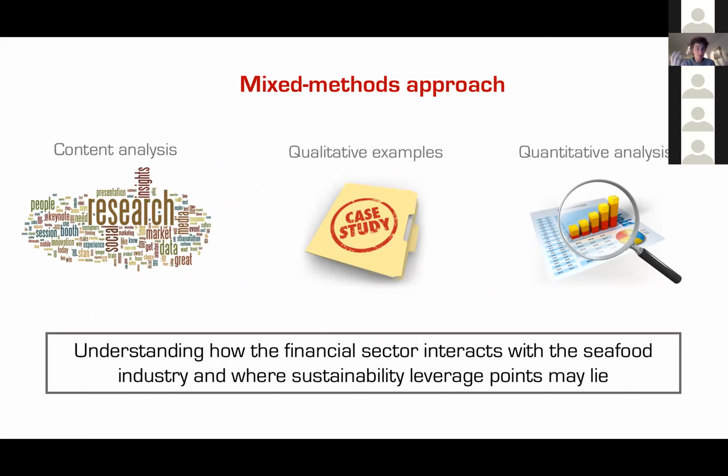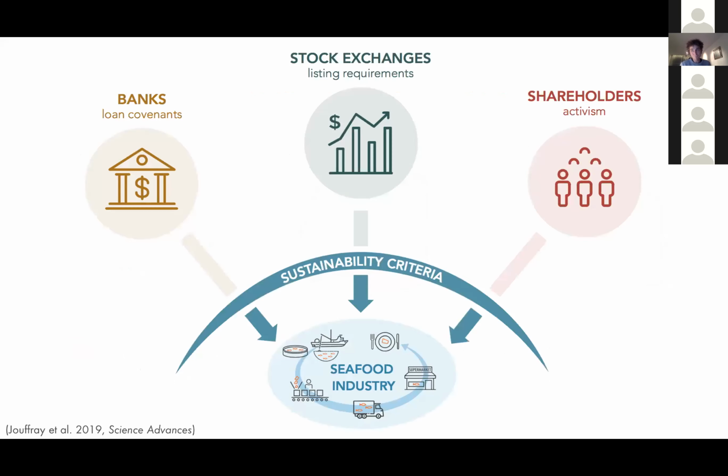And so we used a mixed method approach that combined content analysis of fishing news media, a lot of newspapers and fishing industry outlets, qualitative examples of some case studies of iconic examples of finance and seafood, and then quantitative analysis specifically of the network of shareholders of publicly listed companies. And put all together, we identified three main leverage points. First one is about banks, then stock exchanges, and then shareholders. We found the two most promising levers to be the banks and the stock exchanges, and shareholder activism is a less powerful force than might be expected, and I will elaborate on why.